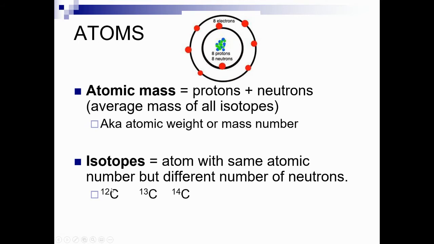99.9% of the carbon in the world is carbon-12. Its atomic mass is 12. I'm going to have a little bit of 13, a little bit of 14. So if I average the percentage of these into the total weight, I'm going to have a slightly higher number.